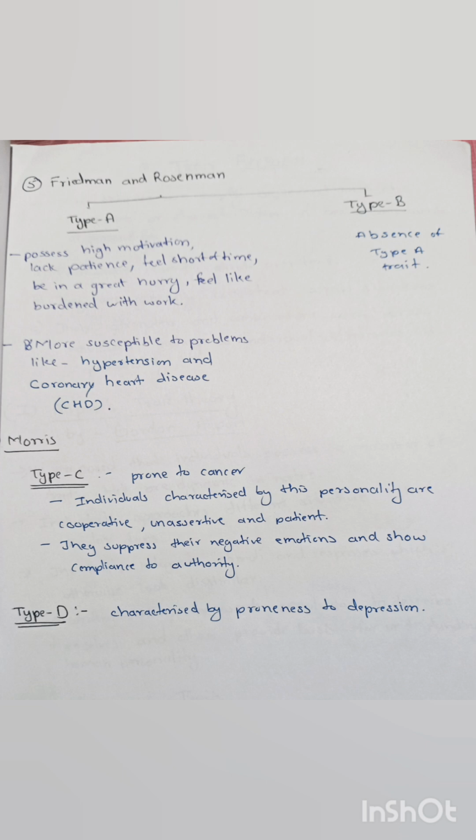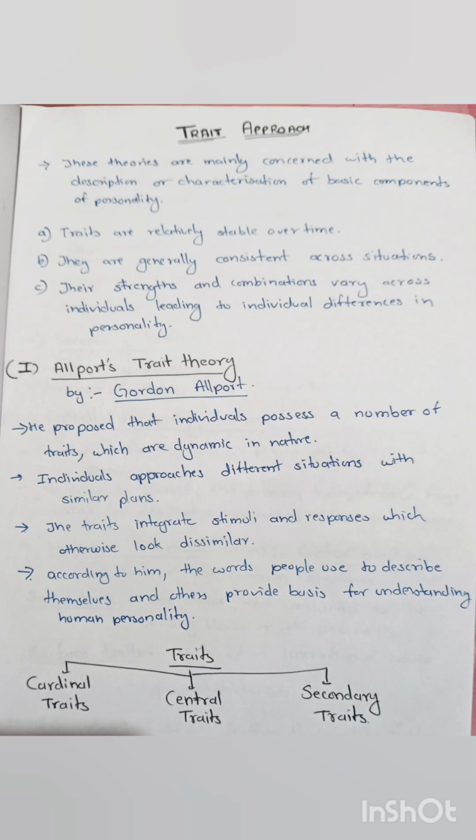After the type approach, we have the trait approach to study personality. Traits form the basic component of a personality. They are relatively stable over a period of time and bring the basic differences in individuals with similar personality type. The first is the Allport traits theory given by Gordon Allport. According to him, he divided traits into three parts: cardinal traits, central traits, and secondary traits.